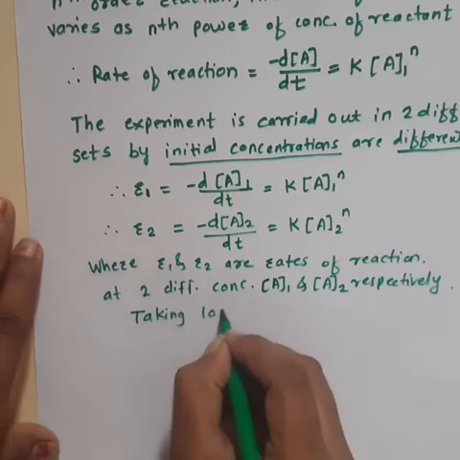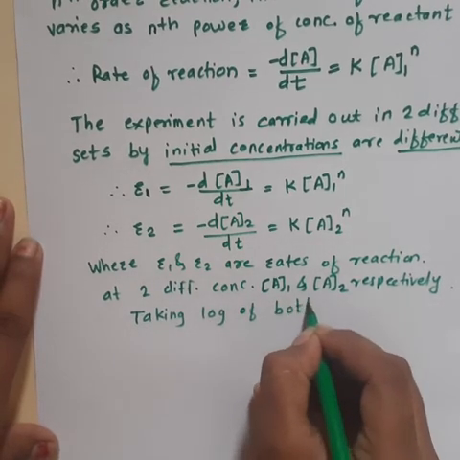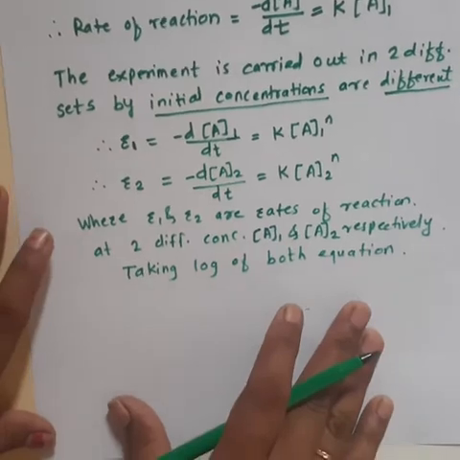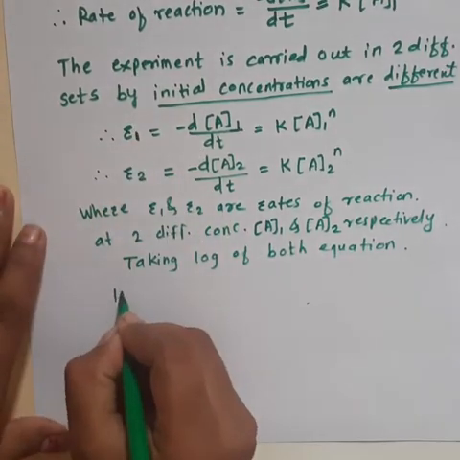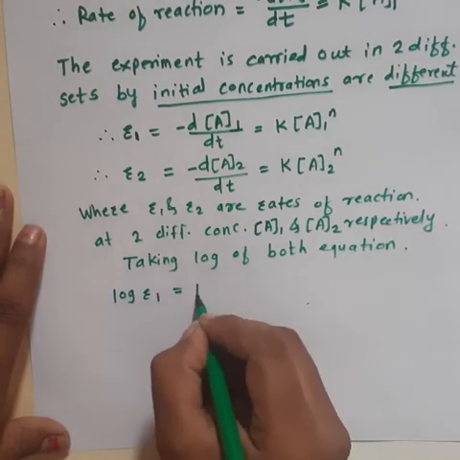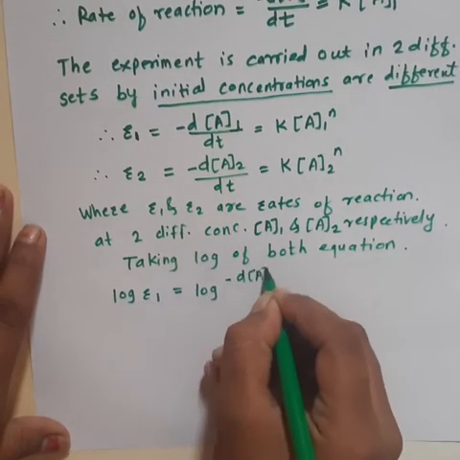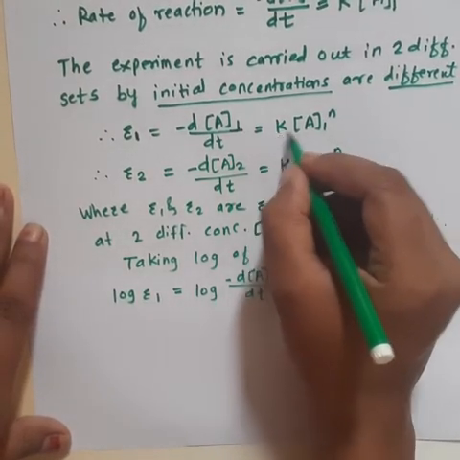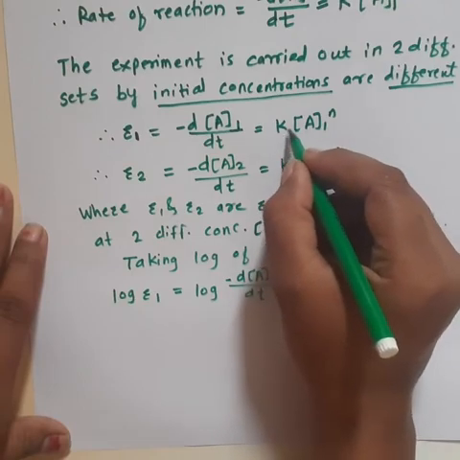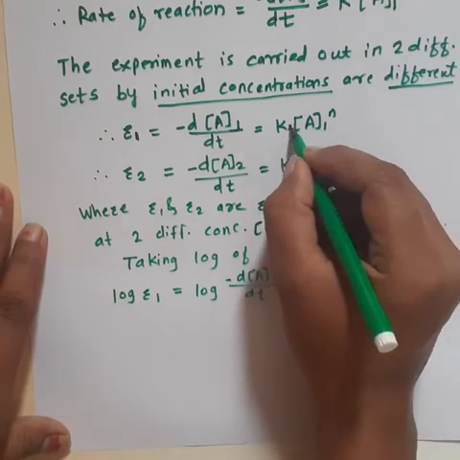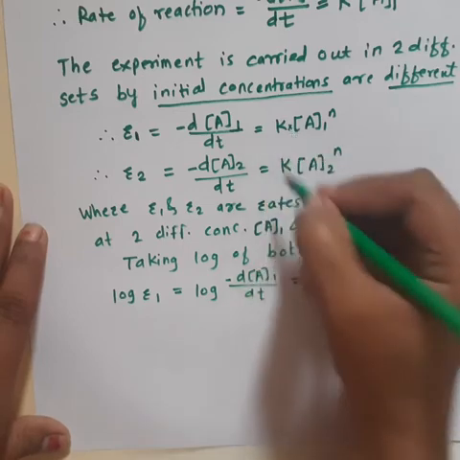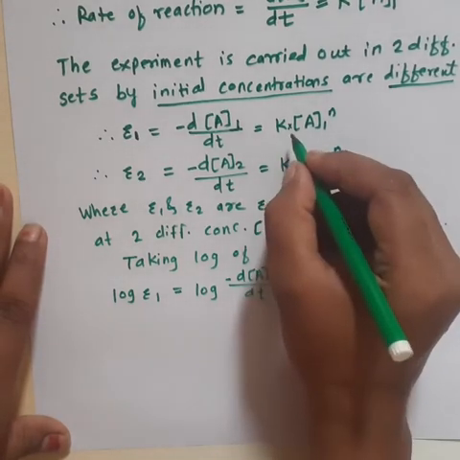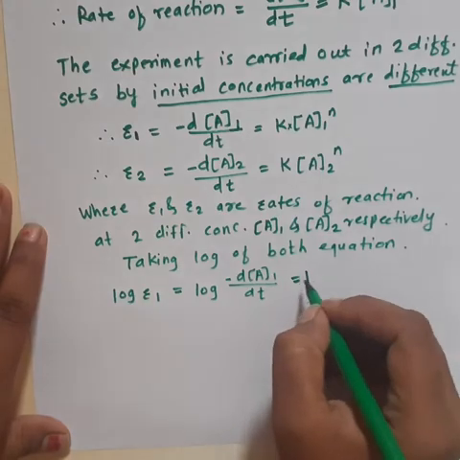Taking log of both equations, what do we get? Log of r1 is equal to log of minus dA1 upon dt, which is equal to log of k into A1 raised to n. This is a multiplication, so how can we write the log of that multiplication? That is addition. If there is a multiplication, we can write it in the form of addition.